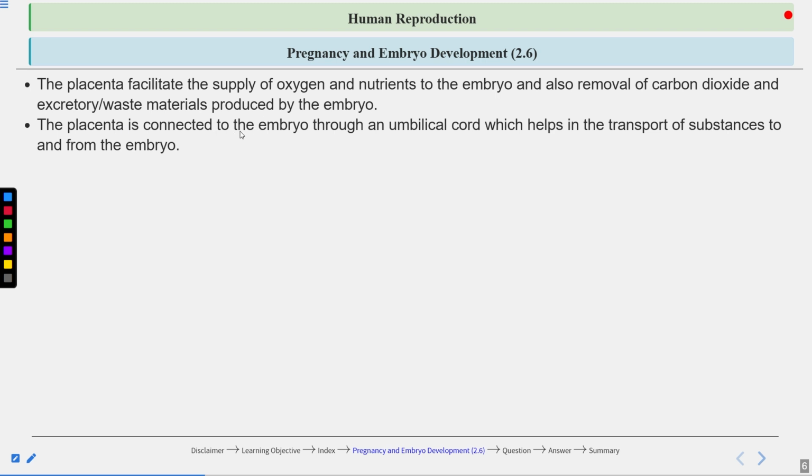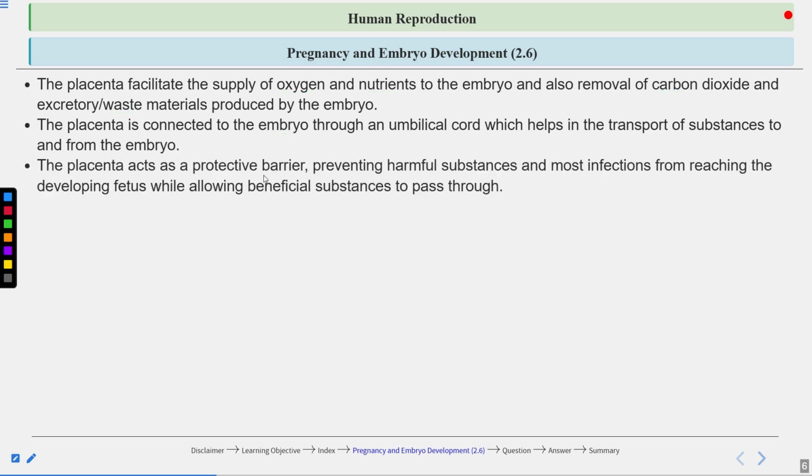Now the placenta is connected to the embryo through an umbilical cord, which helps in the transport of substances to and from the embryo. Here you can see they have mentioned the umbilical cord. So the placenta is connected to the embryo through the umbilical cord, which helps in the transport of substances to and from the embryo. Which substances? Oxygen, nutrients, carbon dioxide, and the waste materials.